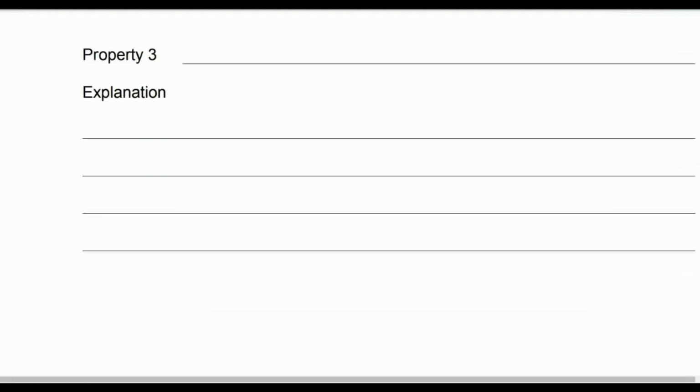So property number 3, we want ice cold solution. So we want it really cold, and this is to reduce enzyme activity. And that will get you the 3rd mark.